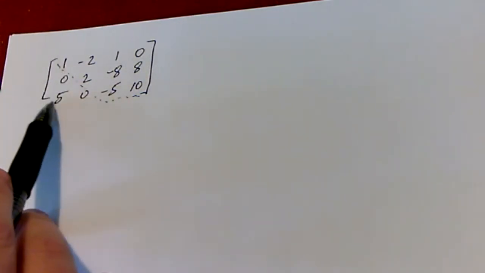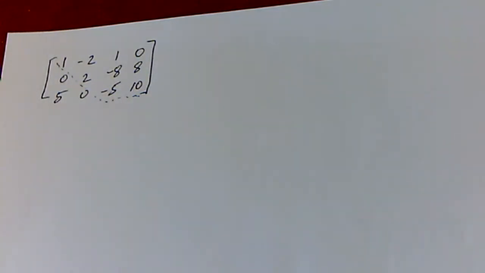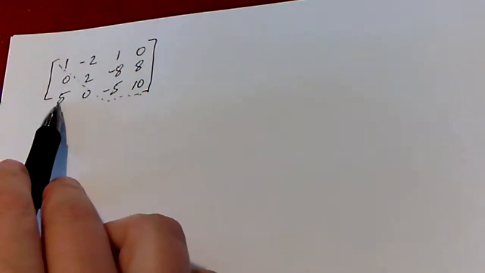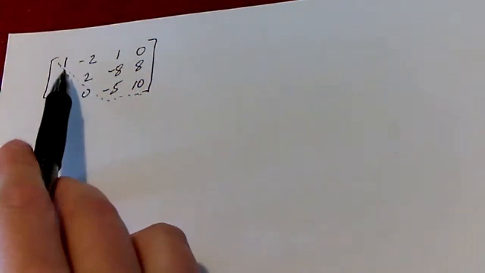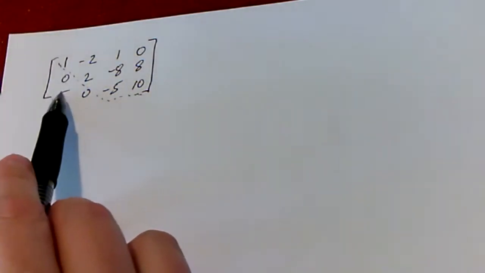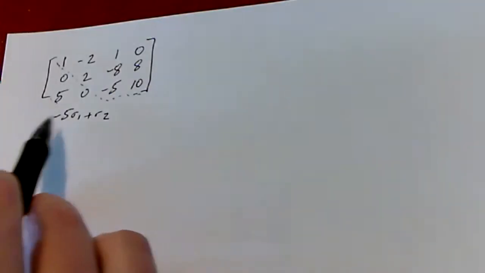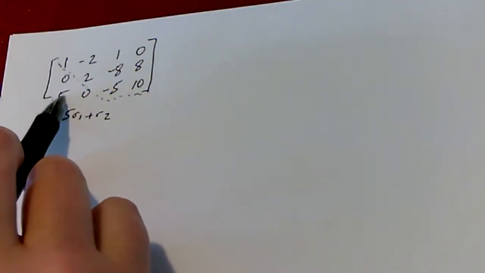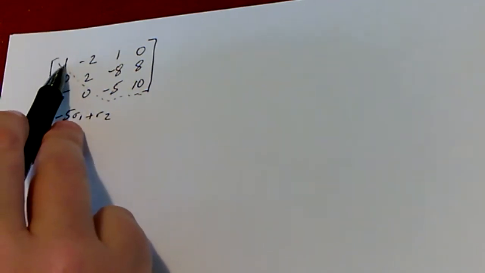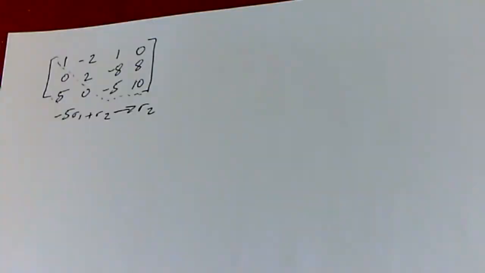So where I need a 0 is where this 5 is, okay? Right now that's a 5, and I have a 1 up here. I want to get this where it will cancel off that 5. So I'm going to take -5 copies of row 1 because that will get me a -5. I'm going to add that to row 2, because -5 times 1 will be -5, and -5 plus 5 will be 0. And I'm going to replace row 2.